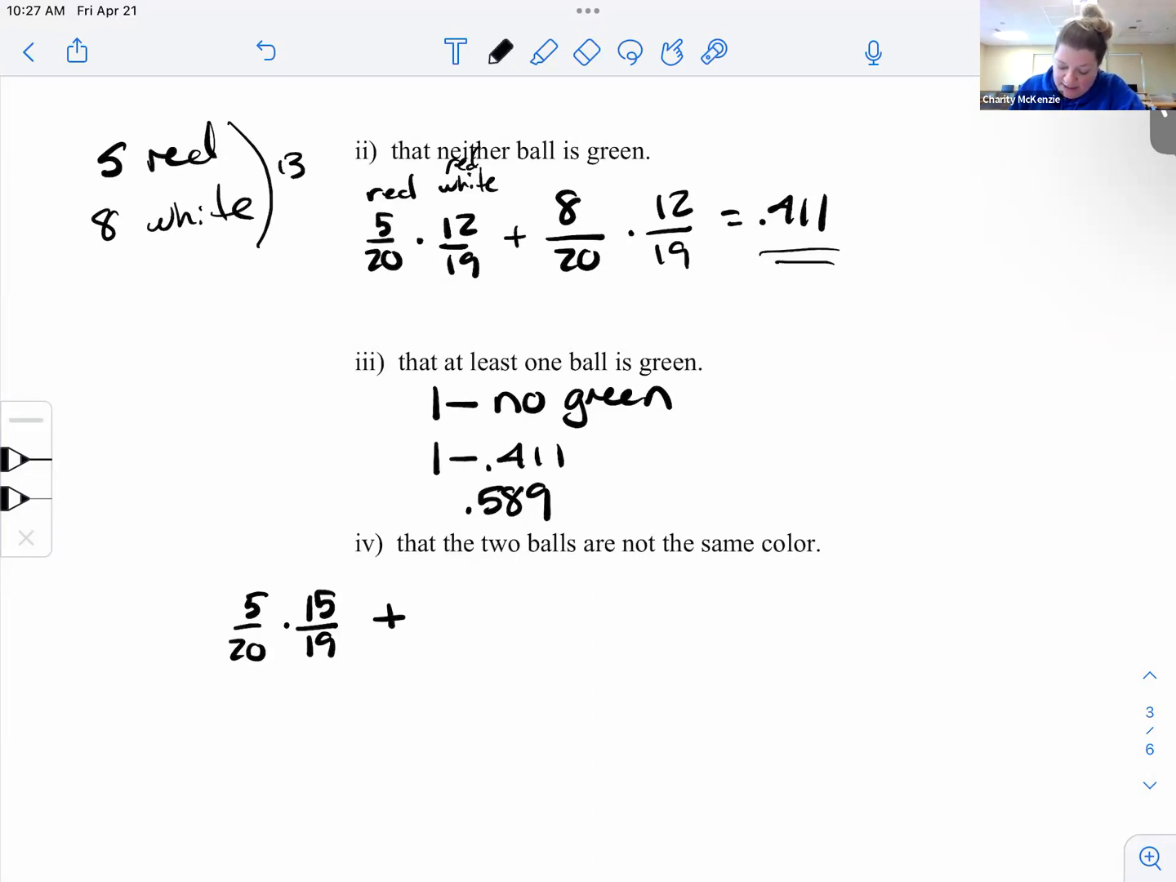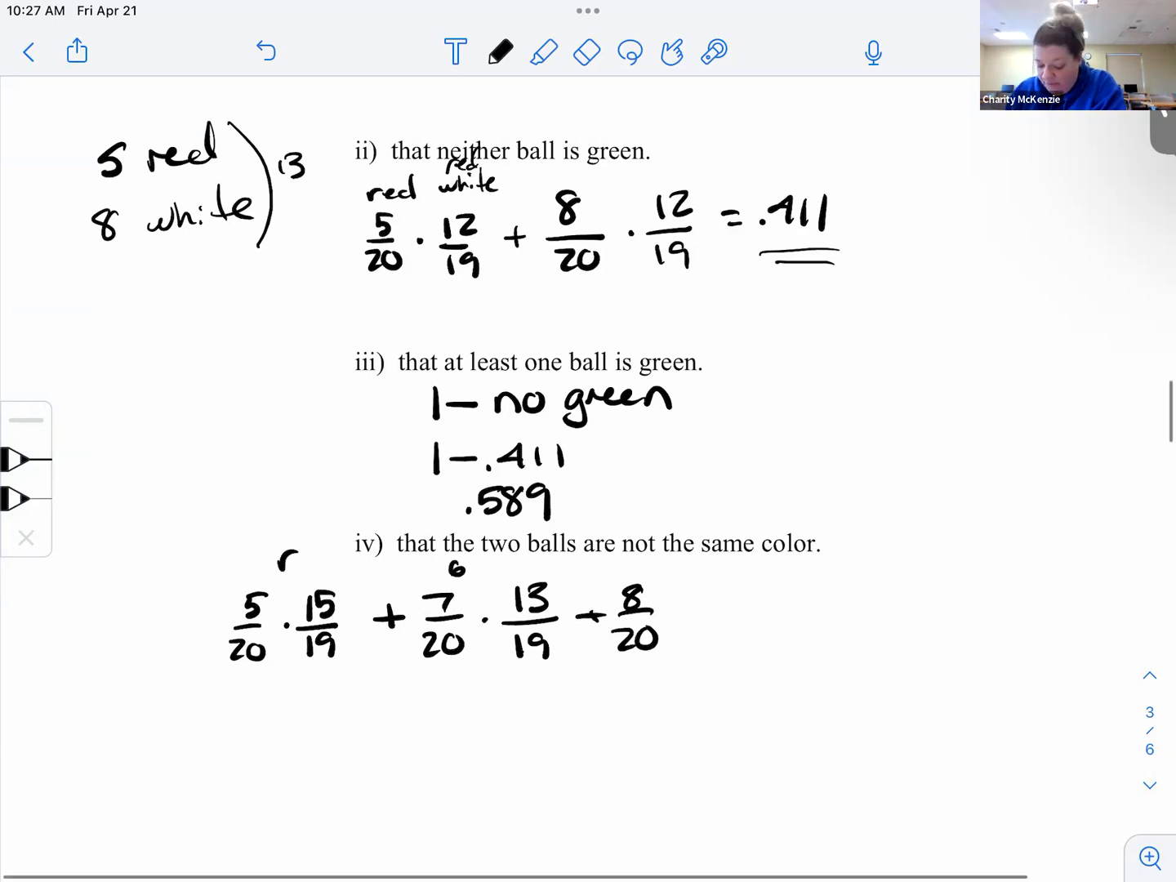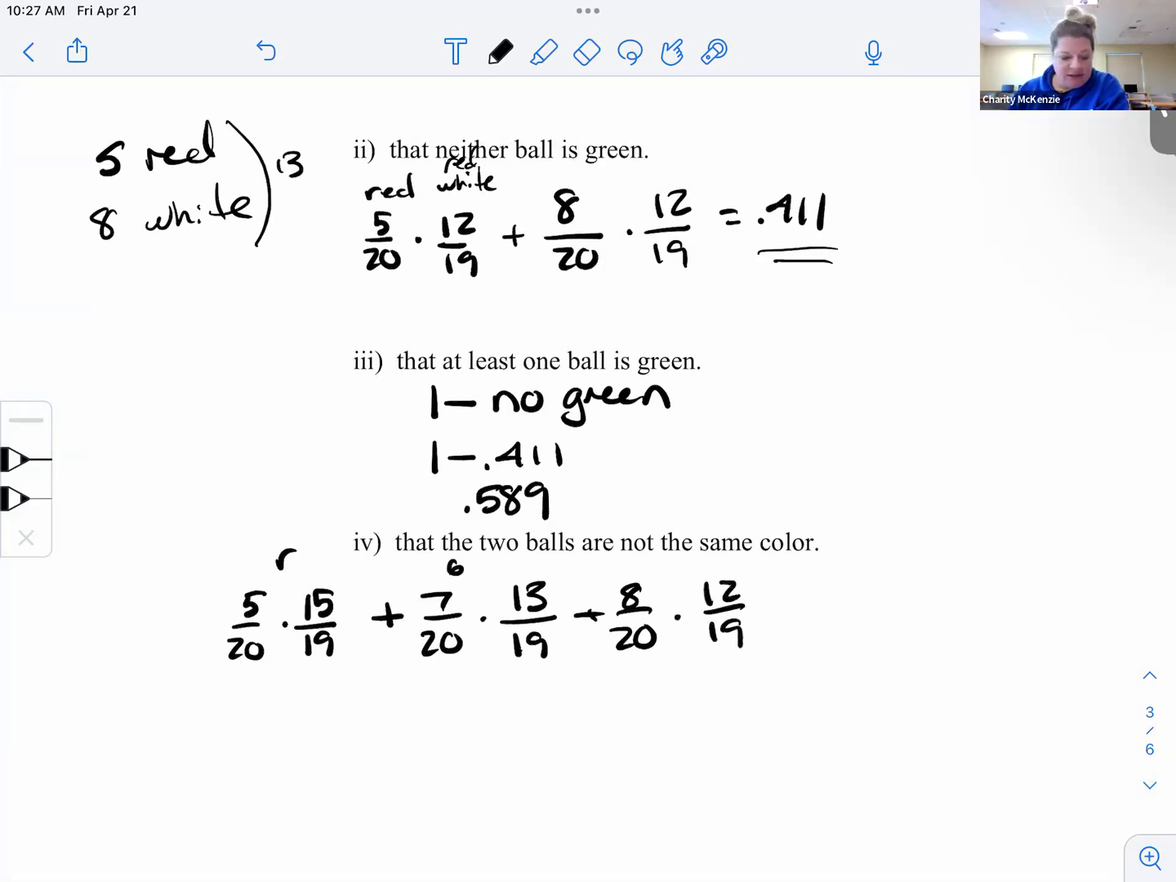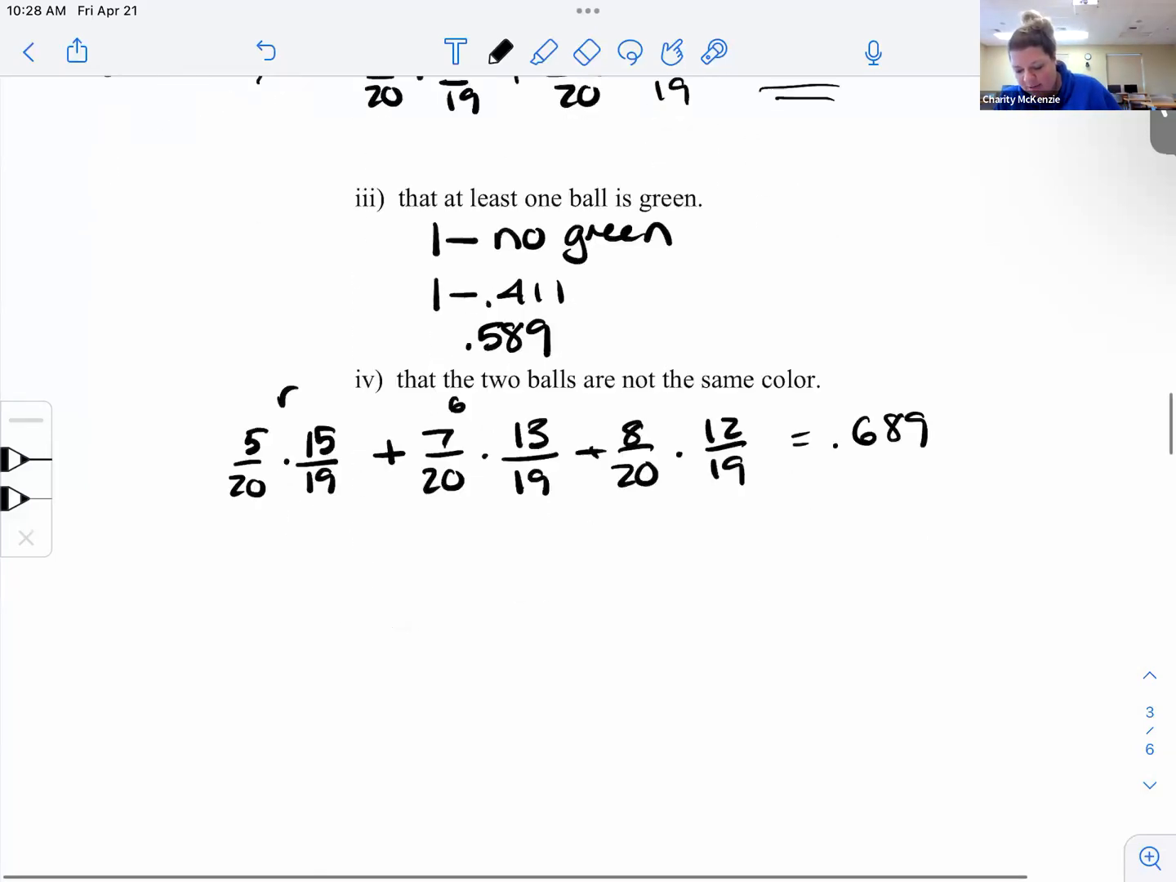So then we're going to add that. That was the red, right? And then the next one we could do is our green, which is 7 out of 20. And then that's going to leave 13 left out of 19. And then you'd add it to 8 out of 20, and that would leave 12 out of 19. So it's going to be a little bit different, 0.689. And what did we get on the other one? 0.655. So it's a little bit higher probability that you have 2 balls that are not the same color if you're going to leave one out. A little bit higher probability.